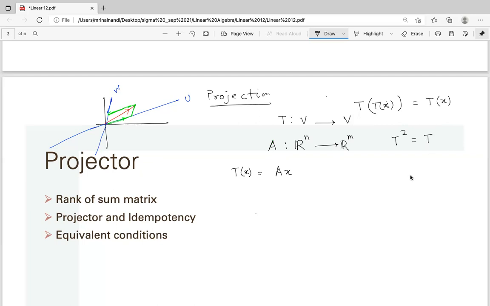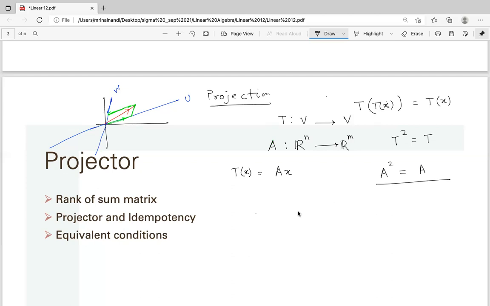The question is whether this is equivalent. Obviously, if it is a projection, then T squared equals T. So for a matrix, if A squared equals A, then it is a projector. We know this type of matrix, A squared equal to A, is called an idempotent matrix. The important part is idempotent matrix. So projector is equivalent to idempotence.